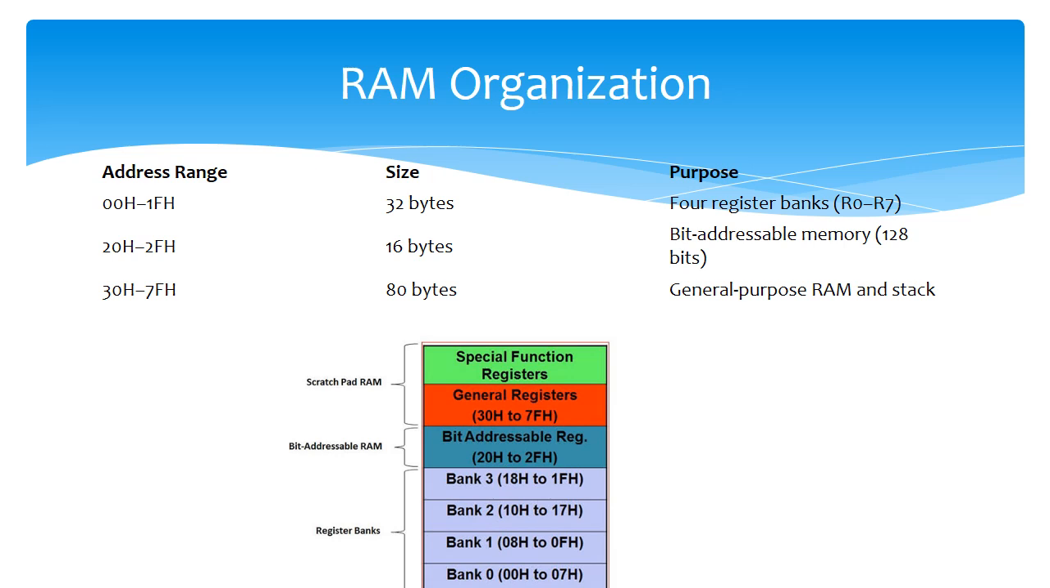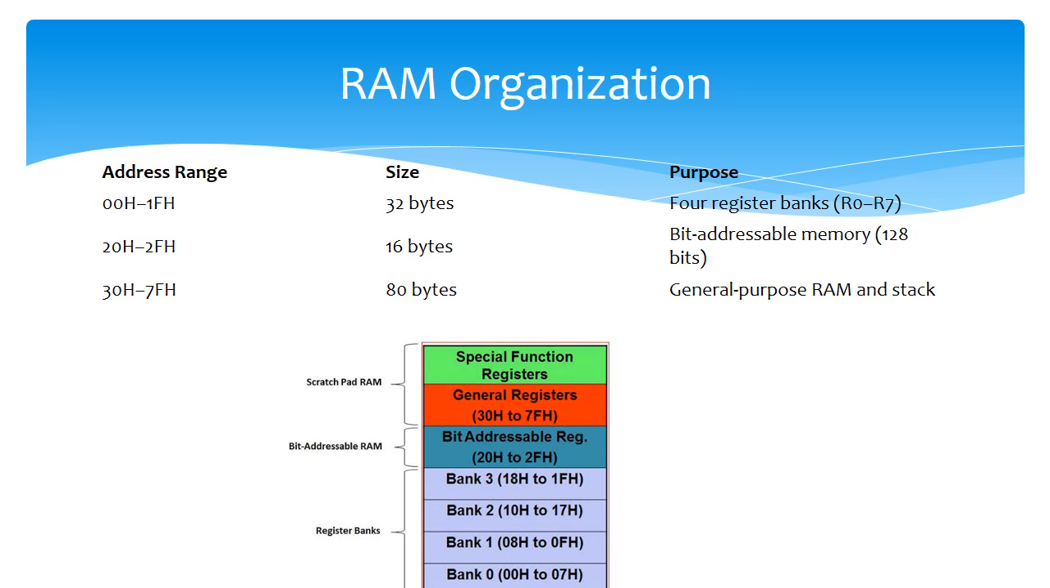How will a bank be selected? A bank will be selected based on the status register, which we have seen already. You have some bits called register select bits in the program status word, the status register. Based on those, a bank can be selected. So whichever bank is active, the registers of that bank will be used to save the data.